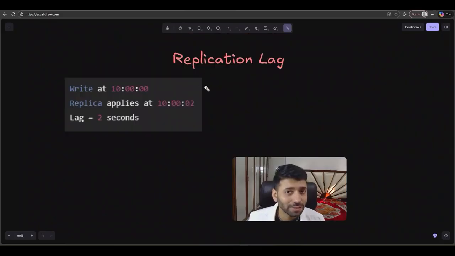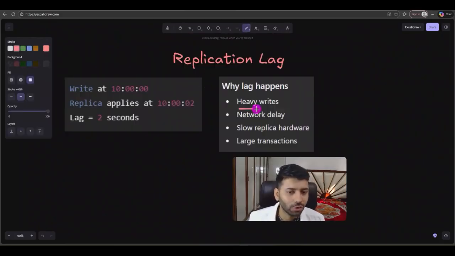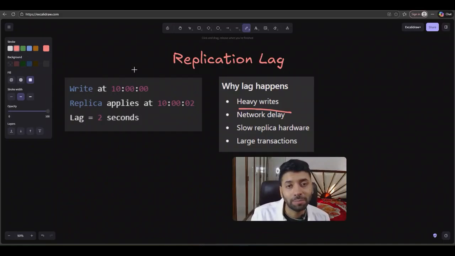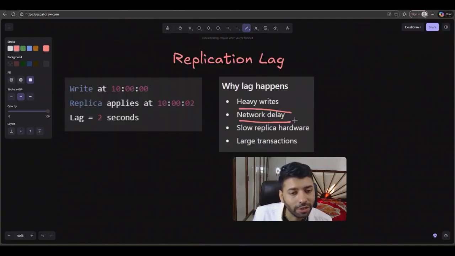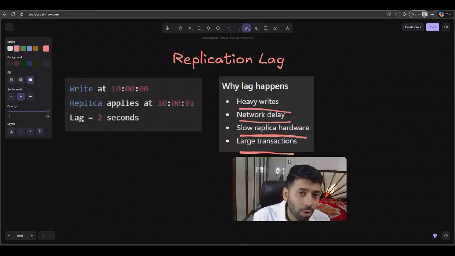But why does this lag happen? It can happen due to a lot of reasons. You may have heavy writes, so many writes happening, and we don't want to slow down the write operation, so we are not updating the replicas at the same time. Then there can be network delay, because these machines are not the same. These can be separate machines, so you have to interact with them via the network, so there can be network delay, correct? Then you may also have slow replica hardware, and there can be a large number of transactions, so you have to update a large number of transactions and it takes time, so there can be replication lag. Now what is the problem with this?